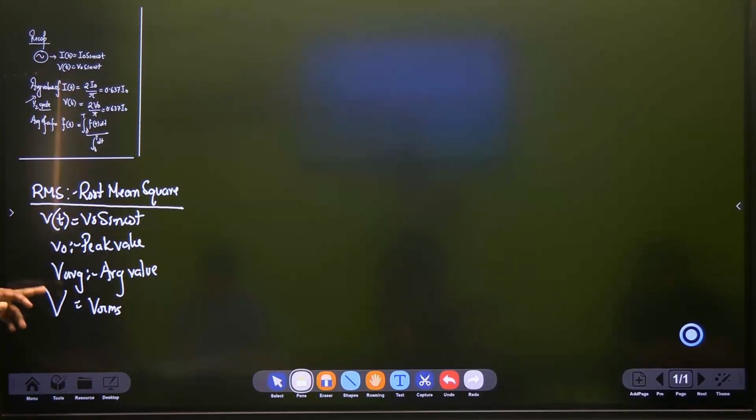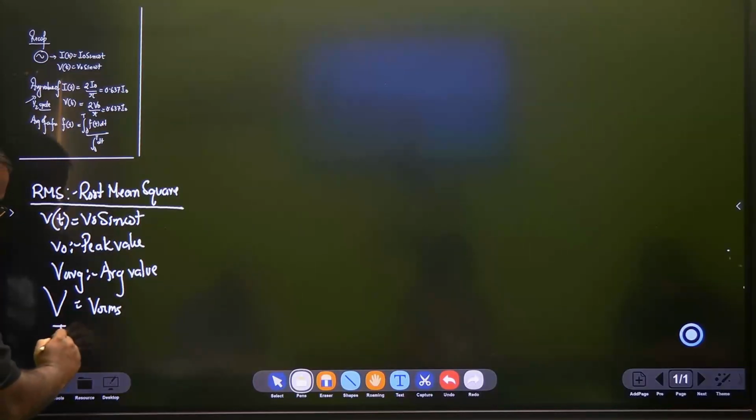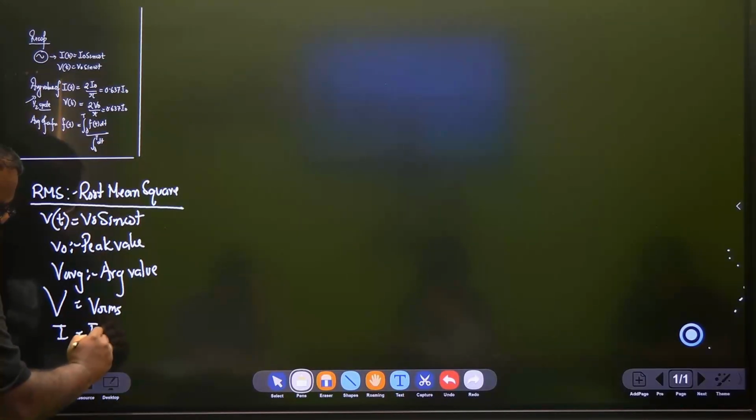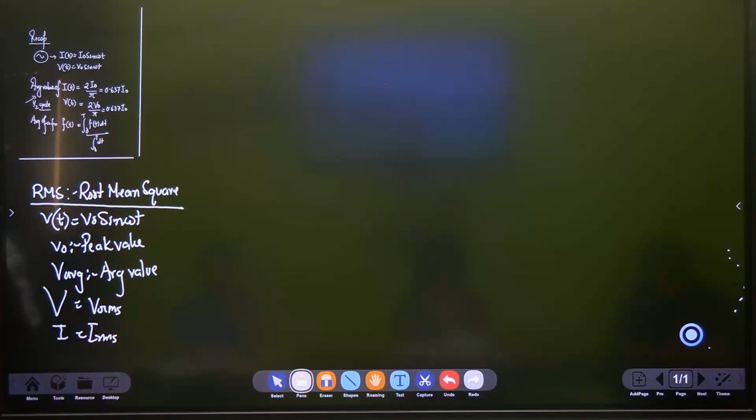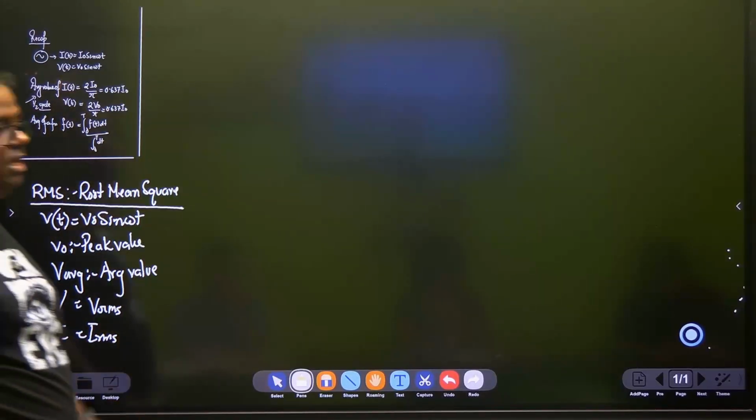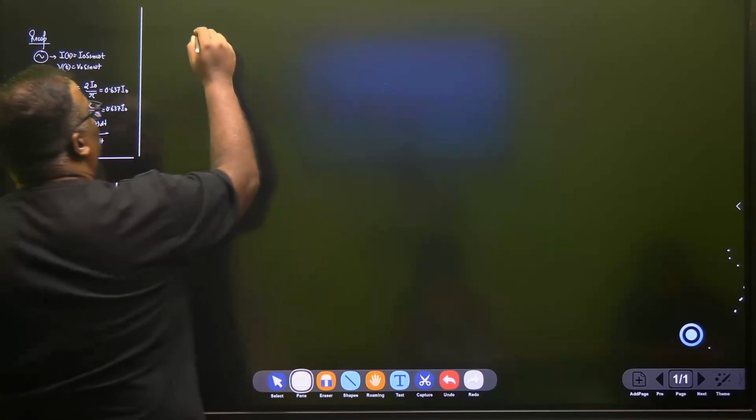Like when you see an appliance, there it will be written V equal to 240 volts. So they are actually referring to the RMS value. In this whole world, any measurement of alternating current is the RMS value. Similarly, if you write I, it means I RMS, the root mean square value. So root, mean and square. We'll do our derivation.